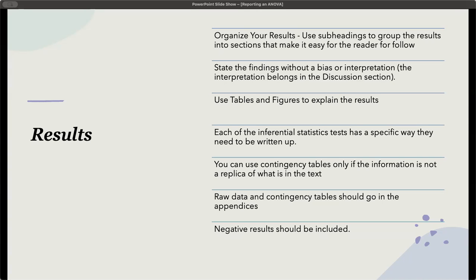Also remember that negative results should be included. You do not want to cherry pick your data and only show what you feel is going to support your hypotheses. If there are negative results, which sometimes happens, we do have to report those and then give a plausible explanation for why that might have happened in the discussion section.